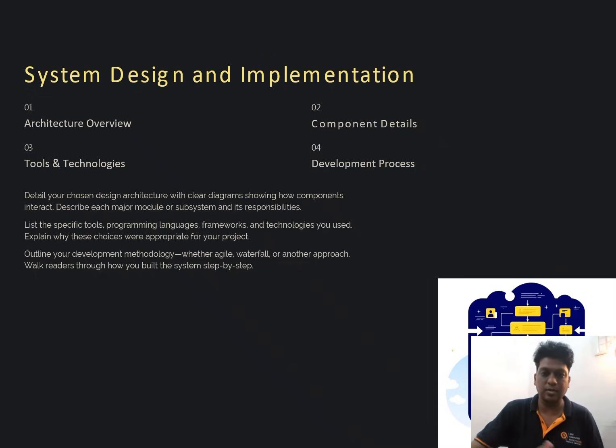Then the system design and implementation. This is the fifth part, system implementation. In the system design and implementation, first I have to look at the overview of the architecture, then what are all the components that I require, then the various tools that I have to implement with various technologies, and finally the development process.